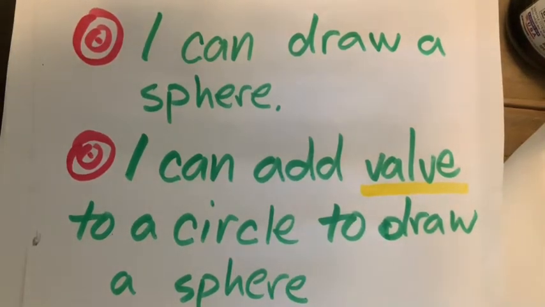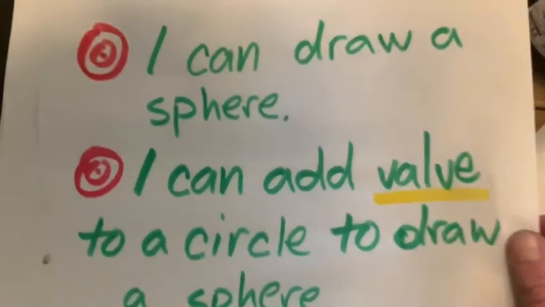Today's targets are building off all the work we've done so far. Our first one is, I can draw a sphere. And really, to hit this target, we have to do our second learning target, which is, I can add value to a circle to draw a sphere. So we've worked on this, we just haven't used this word of value before.